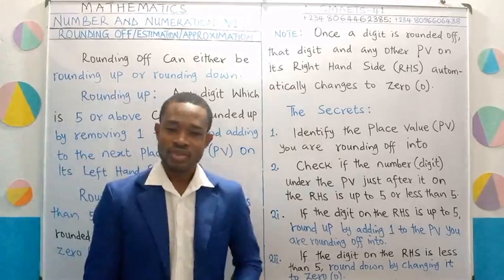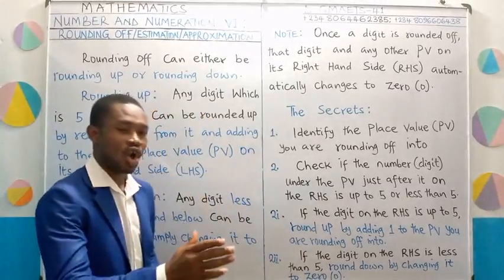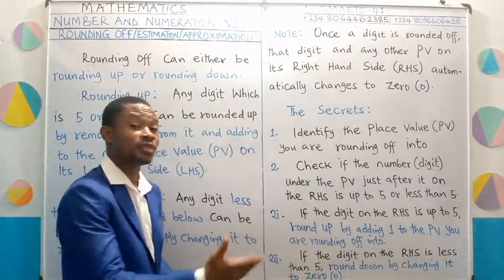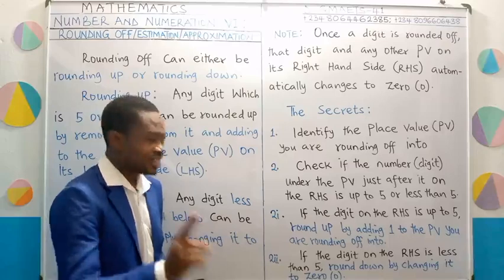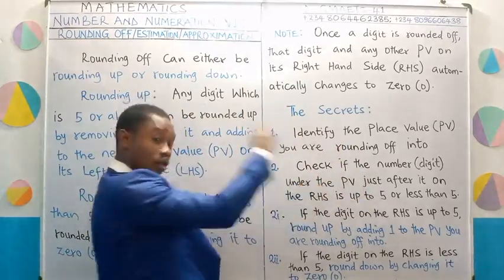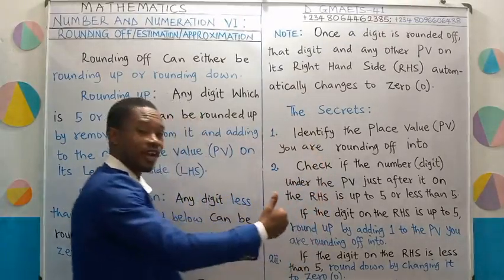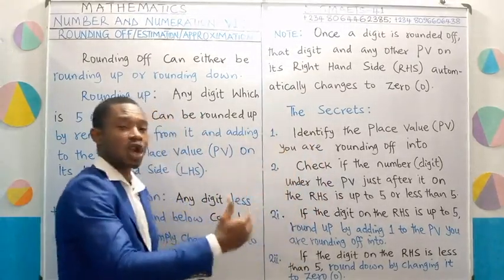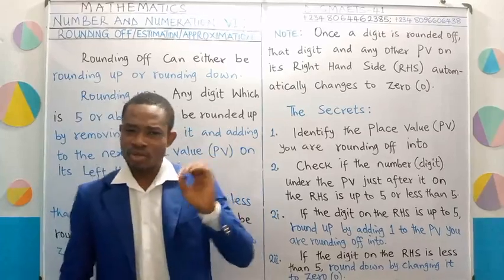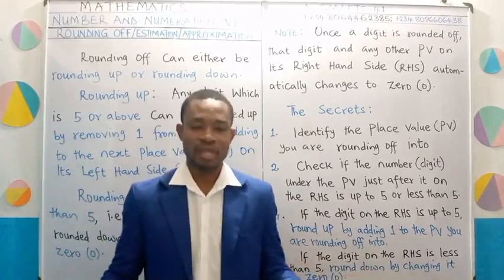And then secret number 2. You have to check if the digit under the place value just after it, on the right hand side, is up to 5 or less than 5. That is to say, if the digit on the right hand side of the place value you are rounding off into is less than 5 or greater than 5, or even 5 exactly. Now, if you look at this secret number 1 and 2, it tells us how simple rounding off is.